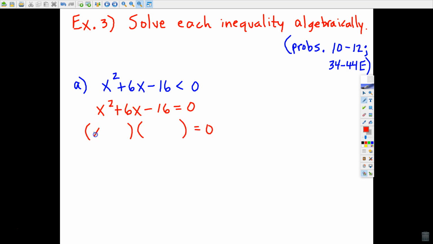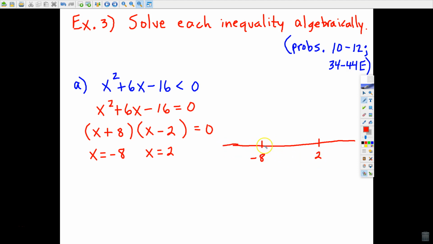Factoring, if possible, is to me the best way. The factors of negative 16 that add up to positive 6 are positive 8 and negative 2. And so my solutions are negative 8 and positive 2. Okay, so we're going to take those two numbers that represent solutions to the equation, and we're going to put them on a little number line, and we're going to do some testing.